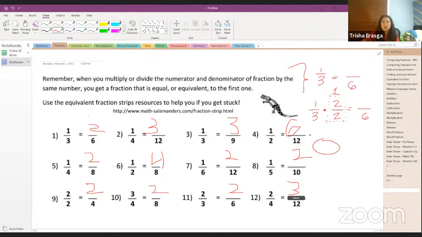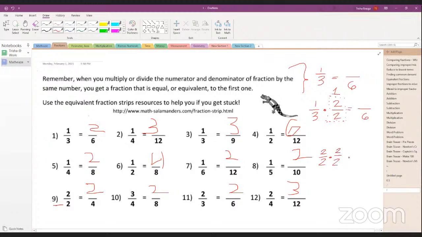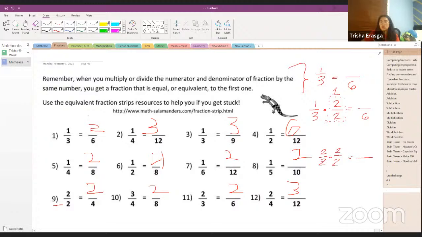Okay, so a few things. You multiply whatever is on the top with the number that you get to pick, like the missing ones. So for number 9, for example, you start with 2 halves, and then you multiply it with 2 halves again. So the bottom one you multiply 2 by 2, you get 4. And then the top one, 2 times 2 is also 4. So instead of this being a 2, that should actually be a 4.